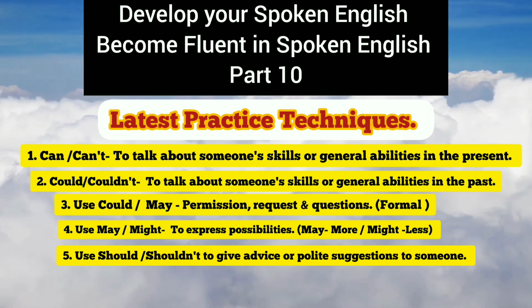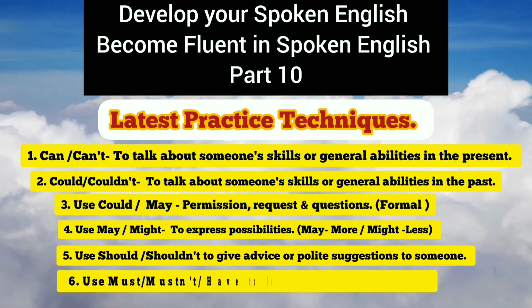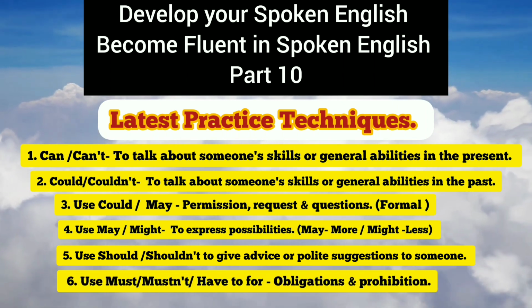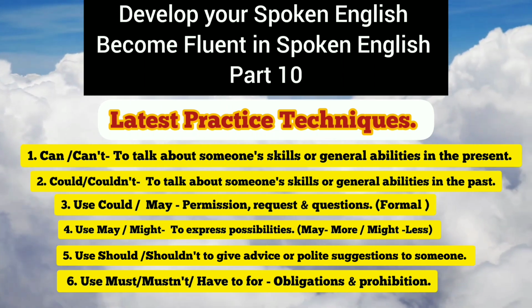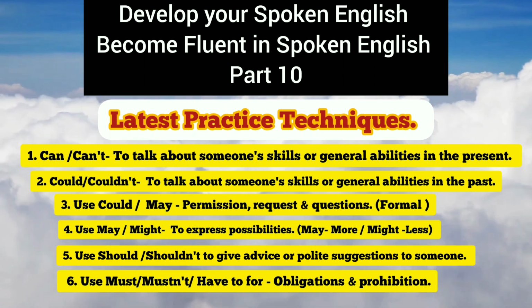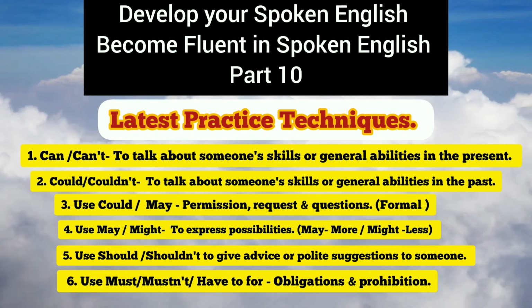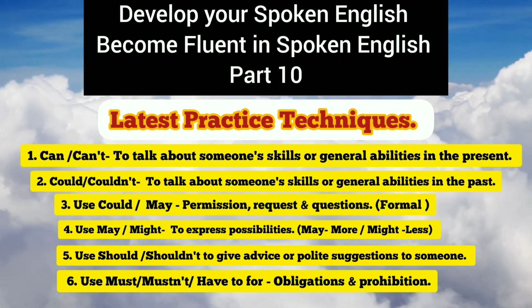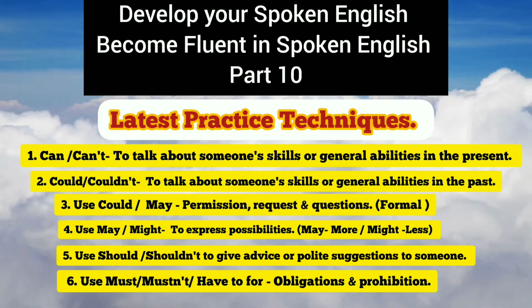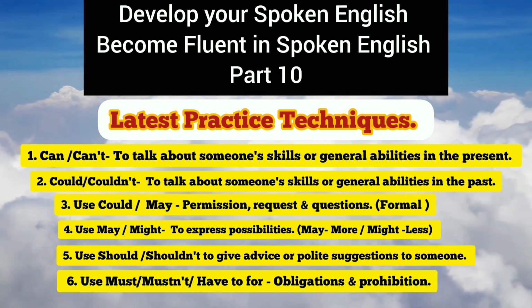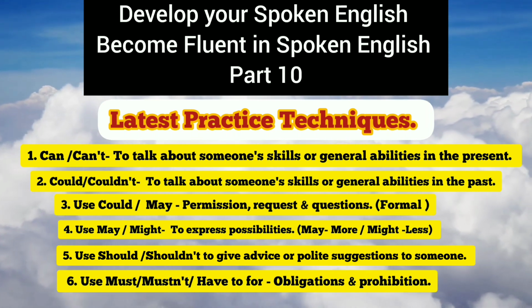And at last you can also practice the use of must, mustn't and have to for obligations and prohibition. That means when you are giving a kind of strong advice, then we use must. There is some obligation. You must obey traffic rules. You must not smoke. That means it is mandatory not to do it. So that time we use must or have to, and you can use mustn't also, which is quite common.